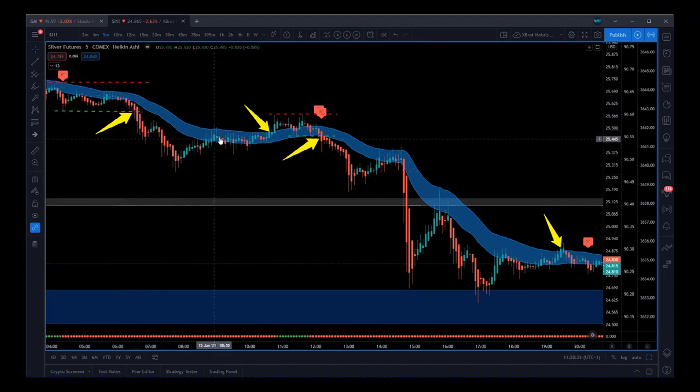Then when we come back to test the cloud, we don't get a close above the cloud until here, and that's when we get out. That's when we take the profit. And then we get a 5 and a 6-star sell again here, and this is the big trade. So the first one was the tester, if you like.